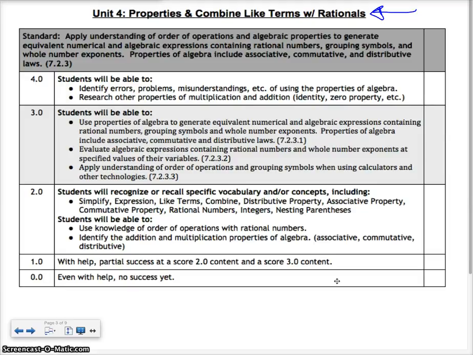Here's the standard you're learning. You're applying understanding of order of operations and algebraic properties, that's what you're doing today, to generate equivalent numerical and algebraic expressions. I'm just going to pause there because I want to take this a little bit at a time. We are working towards the first bullet today, using properties to generate equivalent numerical and algebraic expressions. And that's what we're going to work on.